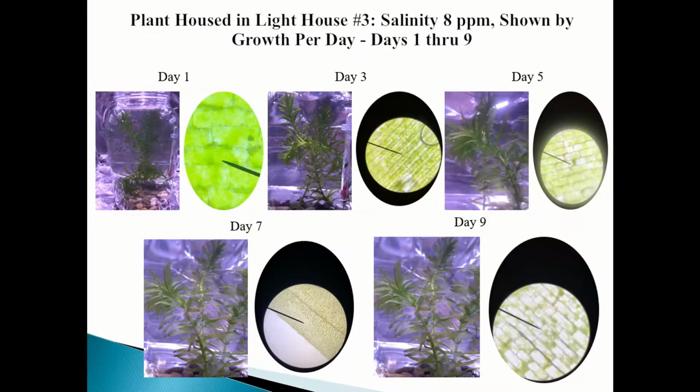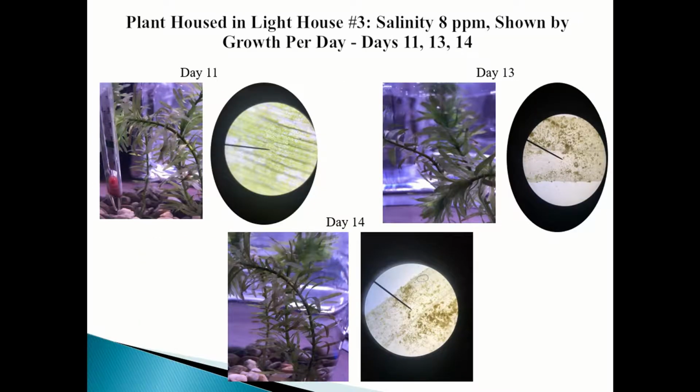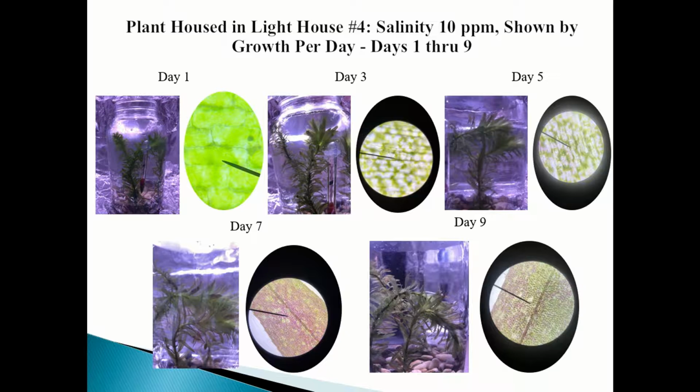These are the pictures of plants in Lighthouse 3, which has a measurement of 8 ppm of salinity from days 1 through 9. Next slide. These are pictures of the plants in Lighthouse 3 from days 11 through 14. Next slide. These are pictures of plants in Lighthouse 4, which has a measurement of 10 ppm of salinity from days 1 through 9. Next slide.